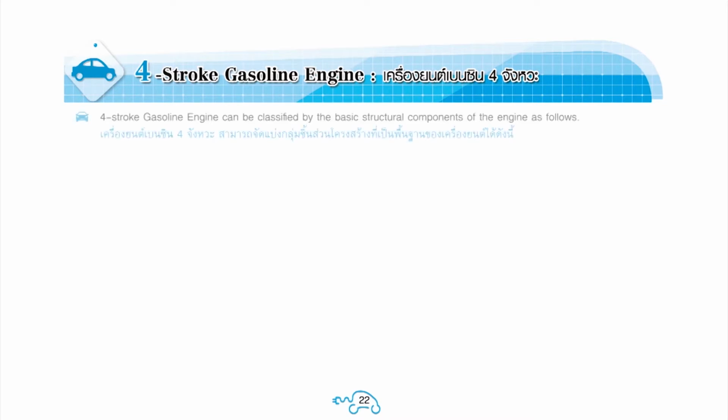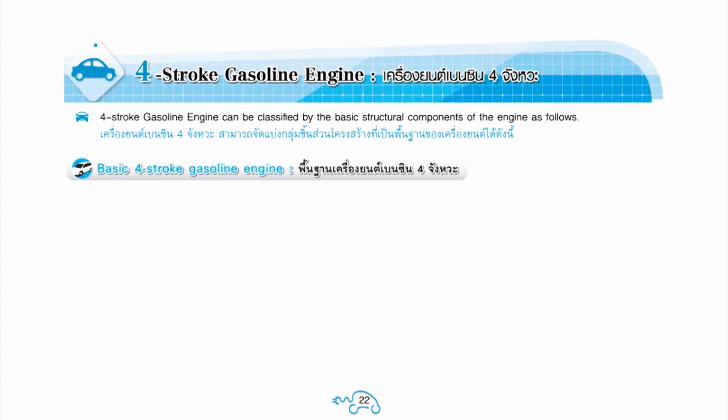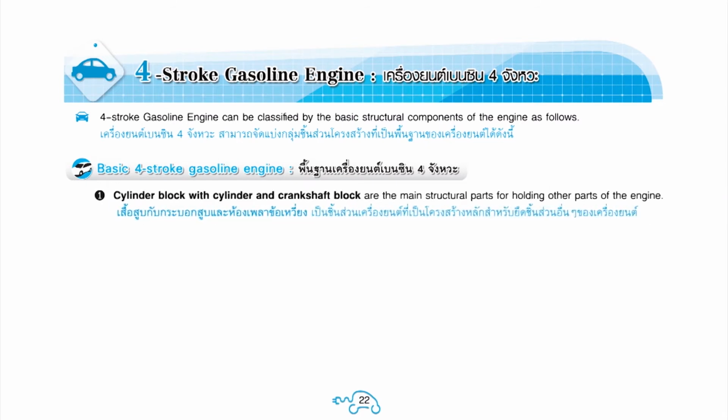Page 22. Four-stroke gasoline engine. A four-stroke gasoline engine can be classified by the basic structural components of the engine as follows. Basic four-stroke gasoline engine. 1. Cylinder block with cylinder and crankshaft block are the main structural parts for holding other parts of the engine.